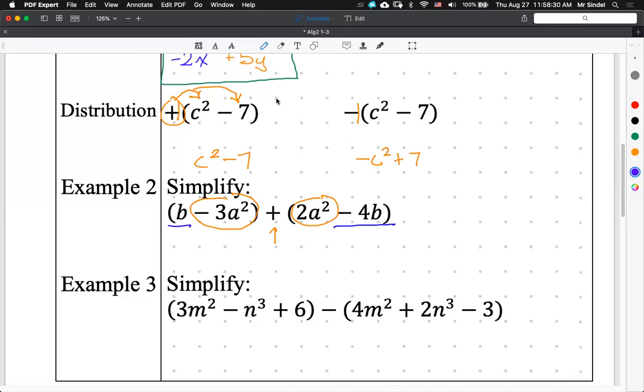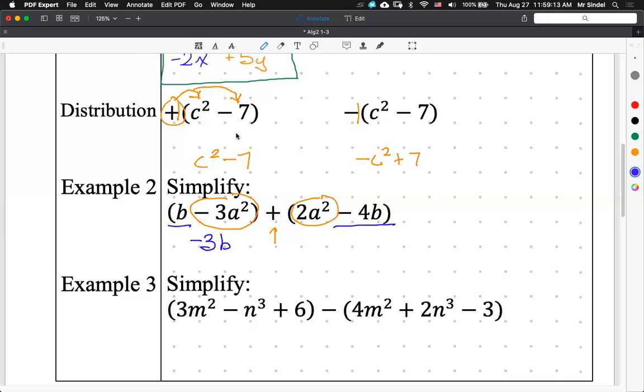I want to try to get everyone in, so I'm going to call in someone new. I'm just going to cold call in people then. Yeah, Cohen, go for it. So you can either combine like terms for the b and the -4b, add those two, or you can add the -3a squared and 2a squared, whatever you prefer. -4b and b, wouldn't that just be -3b? There it is, -3b. Thank you. Cool.